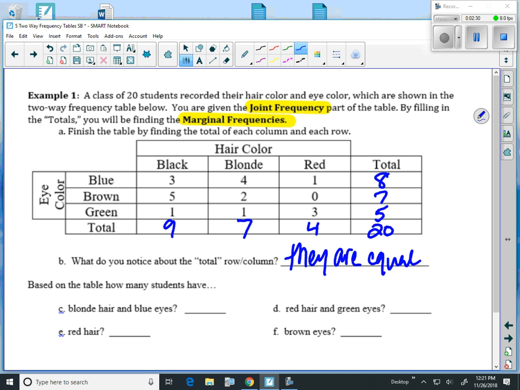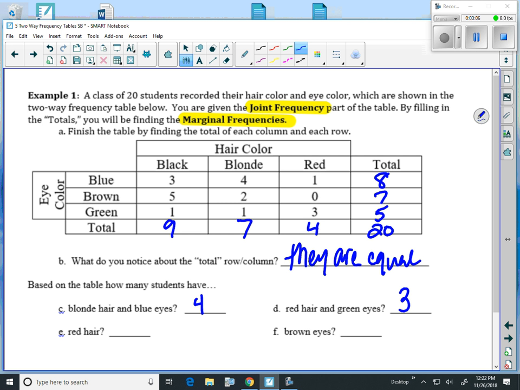Based on your table, how many students have blonde hair and blue eyes? Here's how I do that. I look at my blonde hair, which is this category here, and then I look at blue eyes, which is the 4. So there are 4 students that have blonde hair and blue eyes. What about red hair and green eyes? You go to red, green is 3. So there are 3 students who have red hair and green eyes.